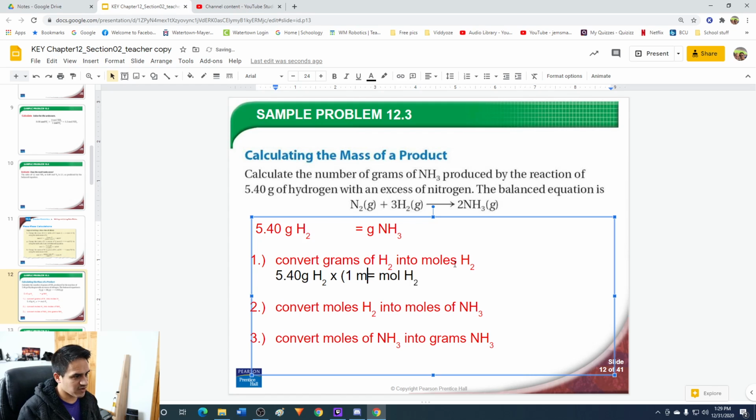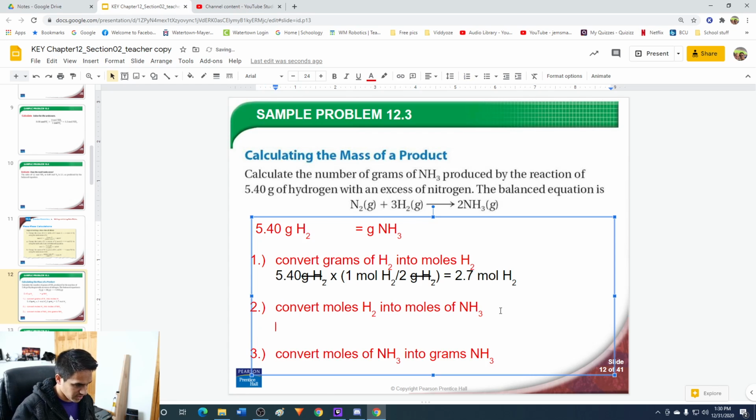So we're going to set this up to have 1 mole of H2 on the top divided by 2 grams of H2 on the bottom. We're going to do this because we want grams of H2 to cancel with grams of H2, right? We want to get into moles of H2. All right, so if we do this on a calculator, 5.40 times 1 divided by 2, I get 2.7 moles of H2 in the first part.